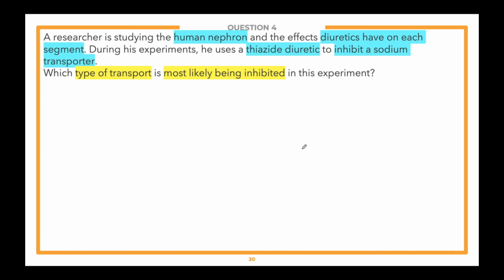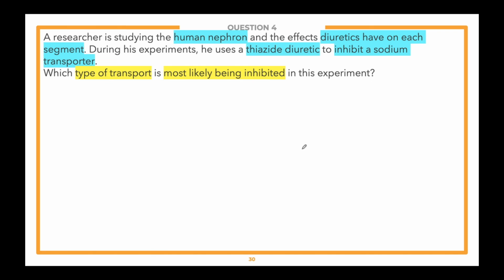In this question, they're asking us about the type of transport being inhibited. So I think we've got a couple steps here. One, we've got to know the mechanism of the thiazide diuretic, what it inhibits. And two, what type of transport is that that is being inhibited? So I think we've got a two-step question here.